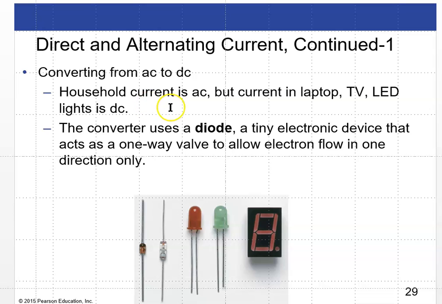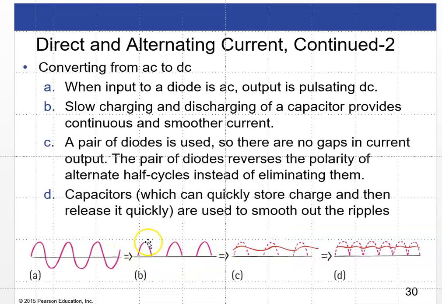If you need to convert from AC to DC, and this is of course done, say, in the power supply for your computer. Household current is AC, but currents in laptops, TVs, and LED lights are all DC. And what they do is they put a diode in there. A diode is a tiny electronic device that acts as a one-way valve. It allows electron flow in one direction only. And what you wind up with is something that looks like this.